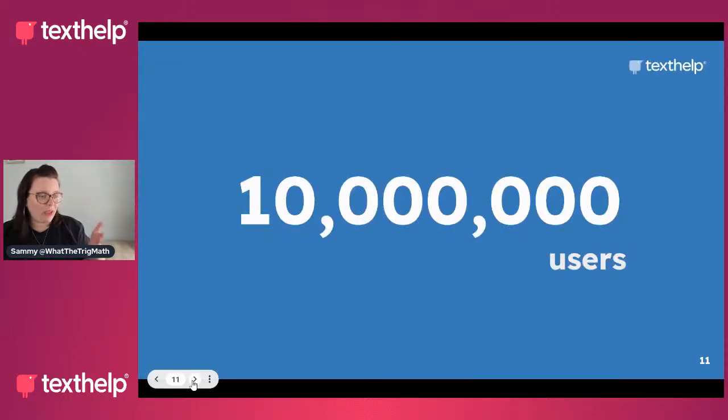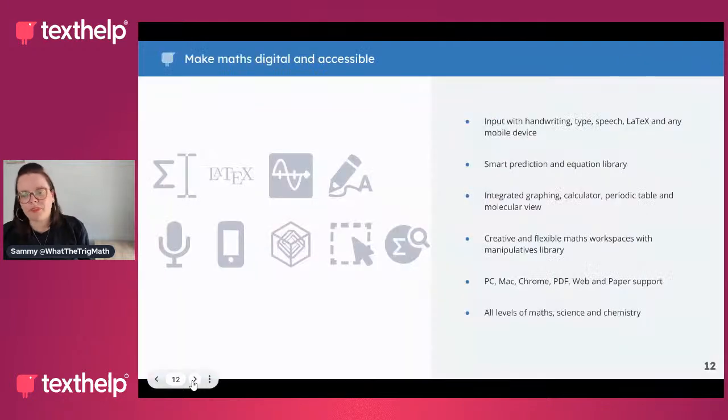Globally then with Equatio, we have over 10 million users of the product. So this product, although fairly new in our repertoire, is rapidly growing and rapidly seeing high rates of adoption with maths teachers and science teachers all around the world.